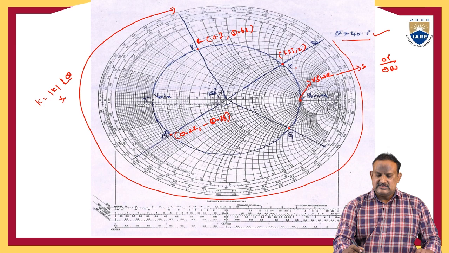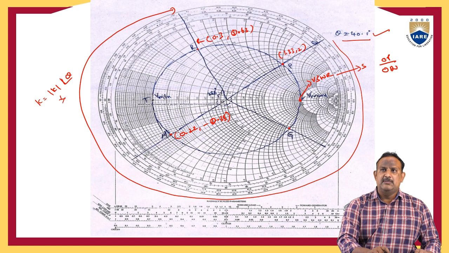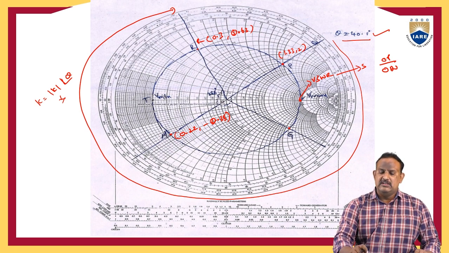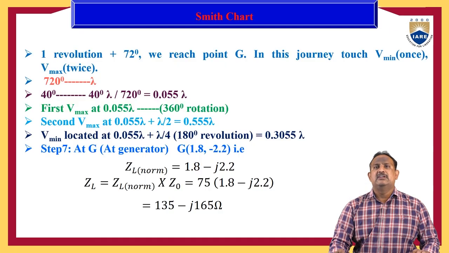Here it touches the Vmax 2 times and the Vmin 1 time. When completing the 360 degrees, it touches Vmax 1 time and Vmin 1 time. And again, while moving the 72 degrees, it touches the Vmax the 2nd time. Therefore, totally, it touches Vmax 2 times and Vmin 1 time. Now we need to find out the Vmax and Vmin.